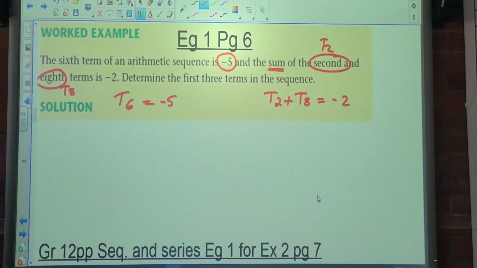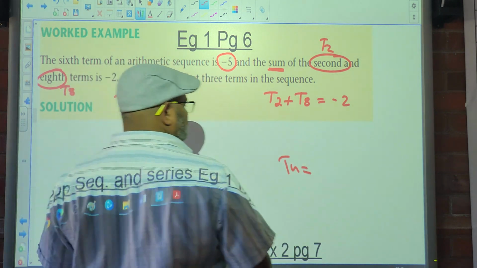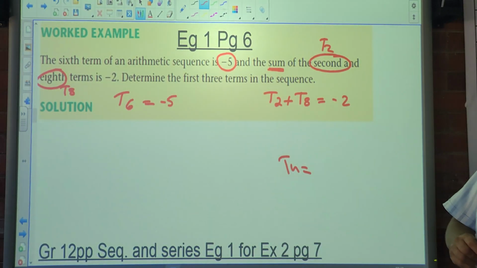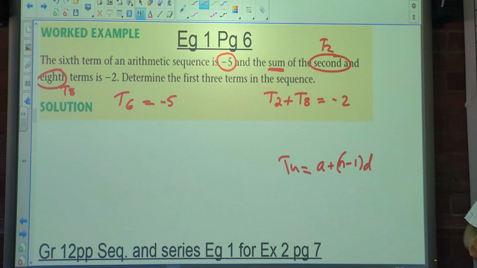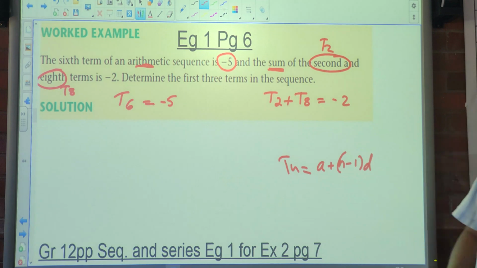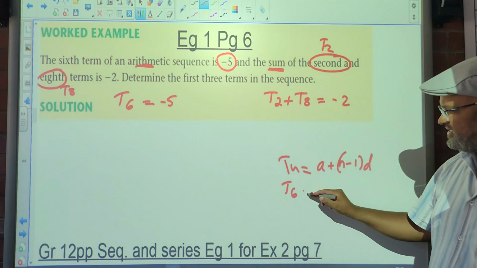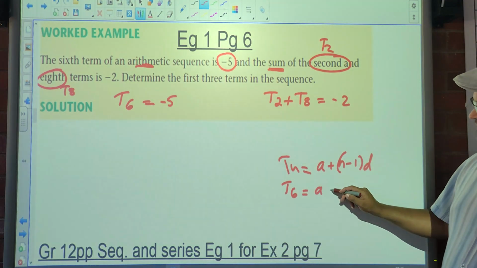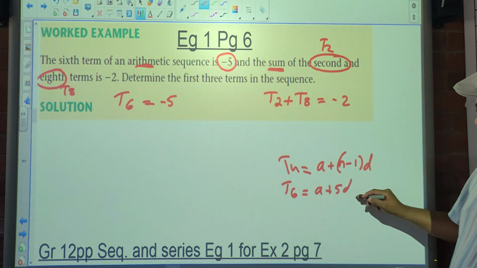Okay, did I lose any of you? You all understand? So, what is Tn? What is the general term of the arithmetic sequence? A plus n minus 1 d. How did I know it's arithmetic? It says so. The sixth term of an arithmetic sequence. So if I'm going to go with T6, then what would this be? T6 is equal to a plus, what's 6 minus 1? 5d, yes, you guys are showing some promise there.